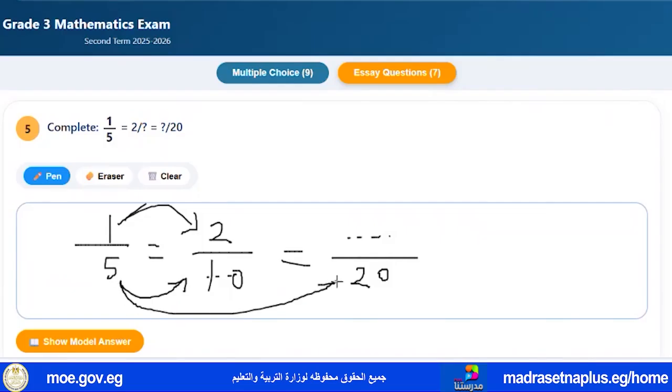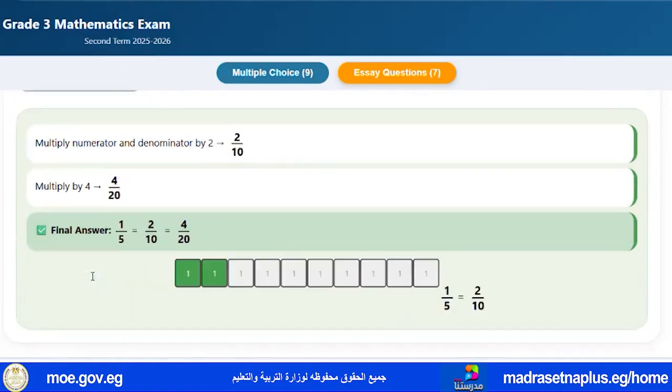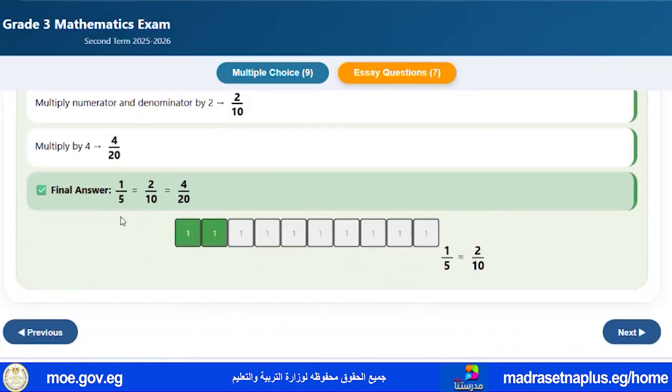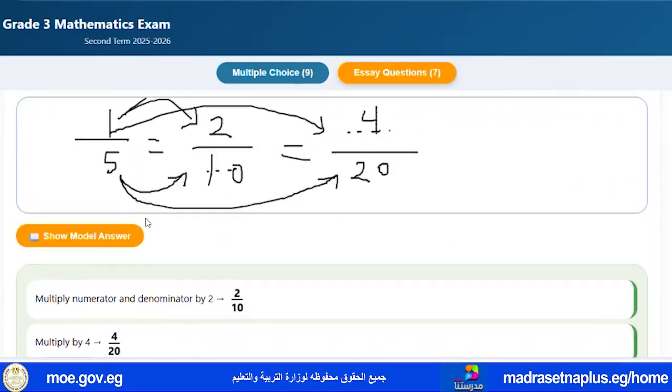By the same way, what happened for 5? 5 becomes 20. So times 4. Times 4 down, times 4 up. If we times the denominator by 4, times the numerator by 4 too. Okay, that means what? 1/5 equals 2/10 equals 4/20. Okay, let's see the answer. Yes, 1/5 equals 2/10 equals 4/20.